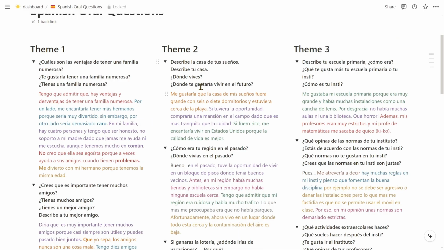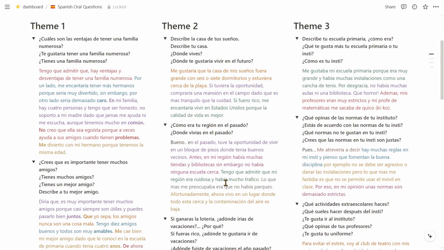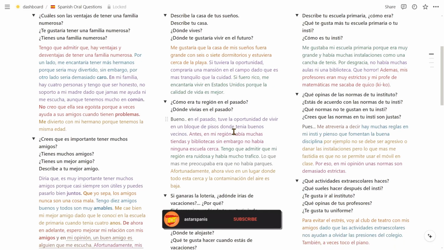Prioritize the theme that you've picked. For example, for me that was theme 2, so I would really focus on theme 2 first, and then you do also need to learn themes 1 and 3 as well. Using color coding and putting things in bold will help you if you're a visual learner like I am.